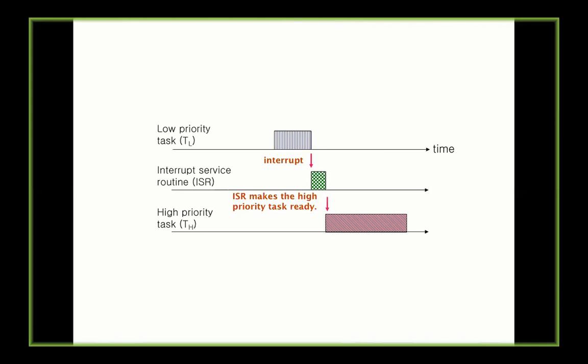An example of a preemptive kernel doing a right job: low task being interrupted, and then it tries to make high priority task run, high priority task runs, and then after this, lower can start.